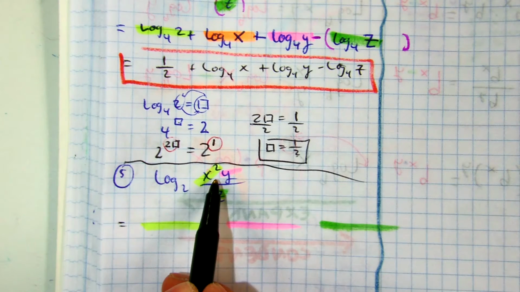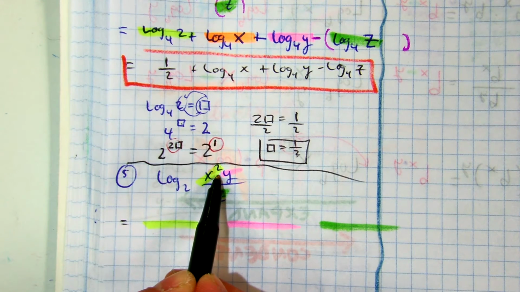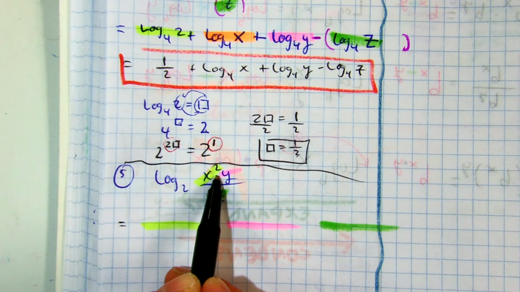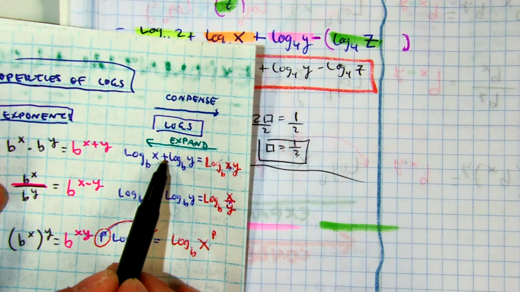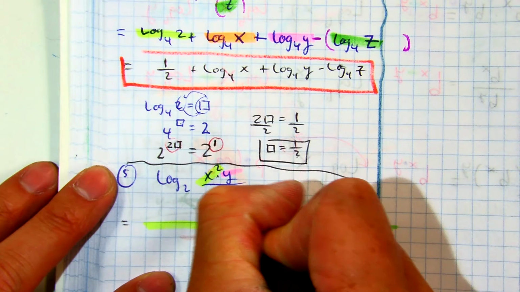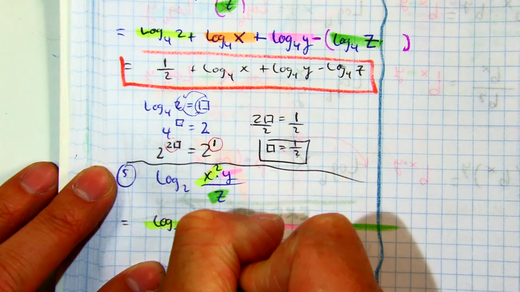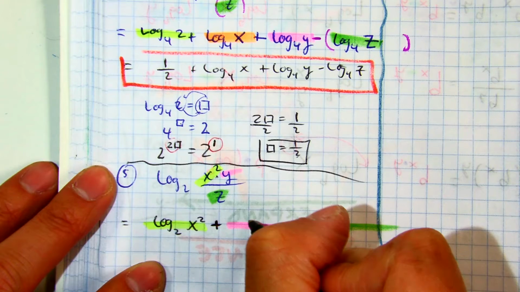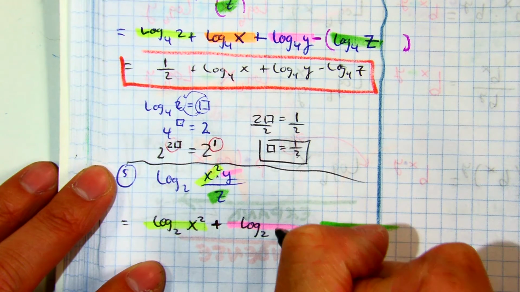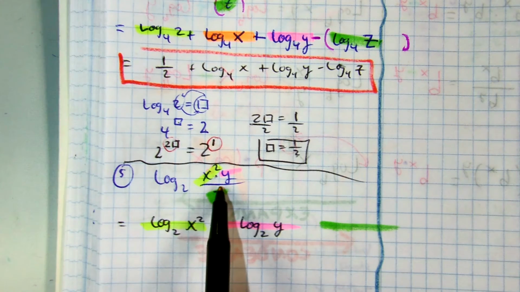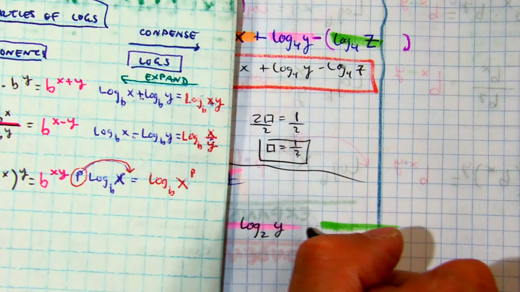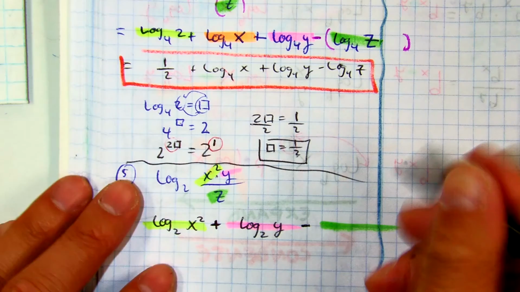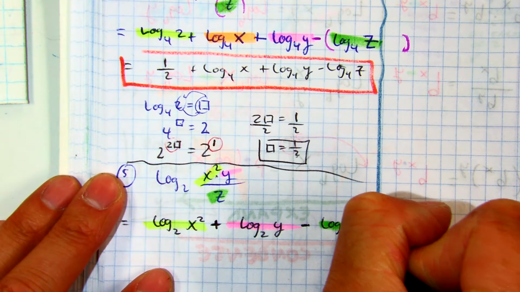Class, what do we see? Right here, right here. What do we see? We don't see addition, we see multiplication. So multiplication will turn into addition. Let's do that. So there's a plus. Log base 2 of x squared plus log base 2 of y. I see division. Division turns into what, class? Subtraction. So I put a minus sign here. Log base 2 of z.